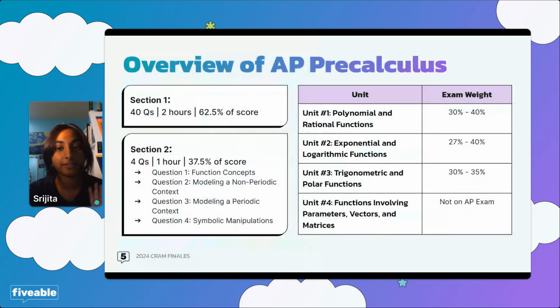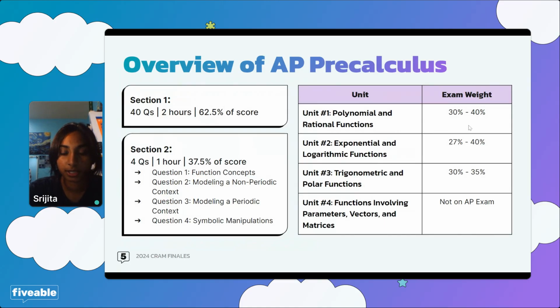So an overview of the AP Precalculus exam in case you aren't familiar with it. This might be your first AP exam for some of you, so don't be stressed. It is a lot easier than it looks. I know it looks very overwhelming right now, but the exam is split up into 2 sections. The first section will be most of your score. It's 40 questions. And the second section is an hour, it's 4 questions, and it is 37.5% of your score.